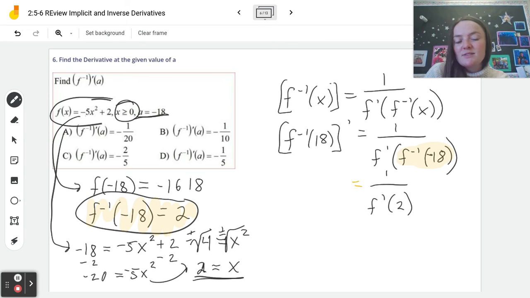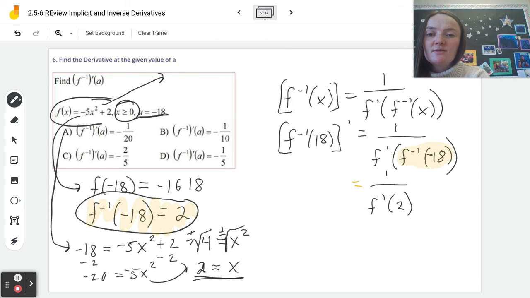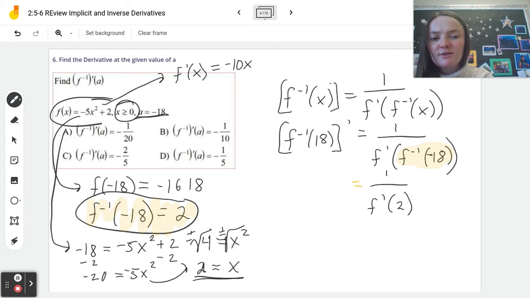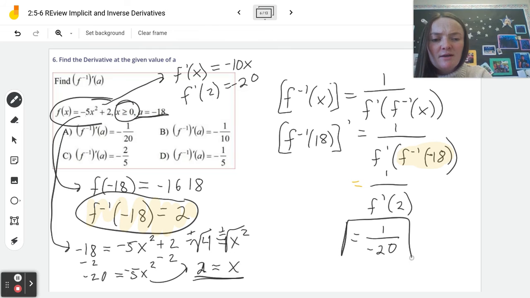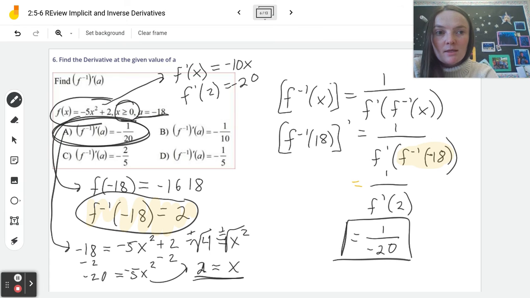So all we need to do now is find the derivative evaluated at 2. So we need to find the derivative ourselves. It's a really easy derivative to take. I'm going to take the derivative of negative 5x squared plus 2. So to do that, I'm going to get negative 10x plus 0. And I want to specifically find what's f prime of 2. So if I plug 2 in, I'm going to get negative 10 times 2, which is negative 20. So the answer here is going to be 1 over negative 20, which is on our answer sheet, thank goodness, as answer letter A.